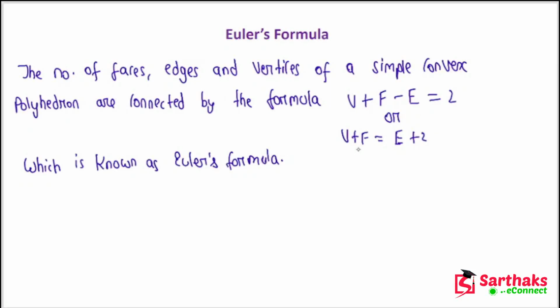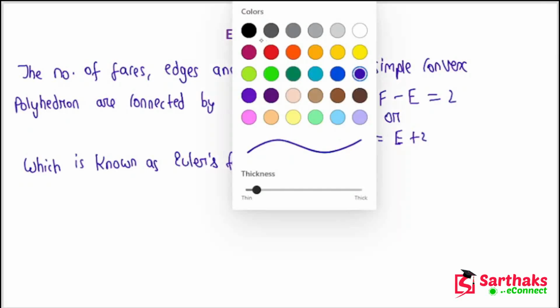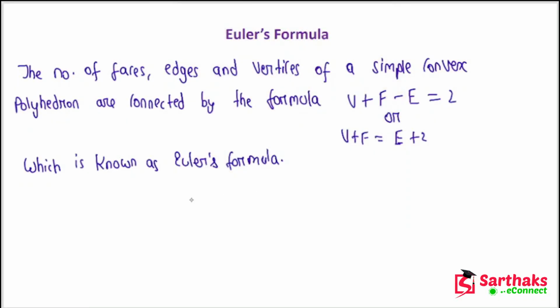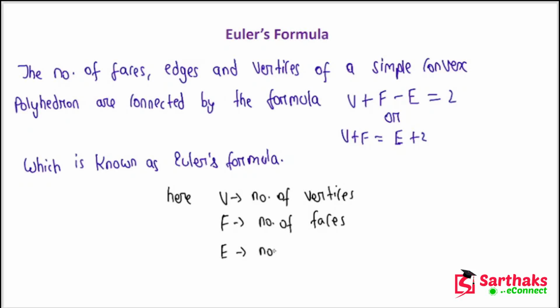Right, so you can clearly see that this formula is the formula which connects the number of vertices, faces and edges of a convex polyhedron. Now what does this V, F and E stand for? So we can write here V stands for number of vertices of that convex polyhedron, F stands for number of faces and E stands for number of edges of that convex polyhedron.